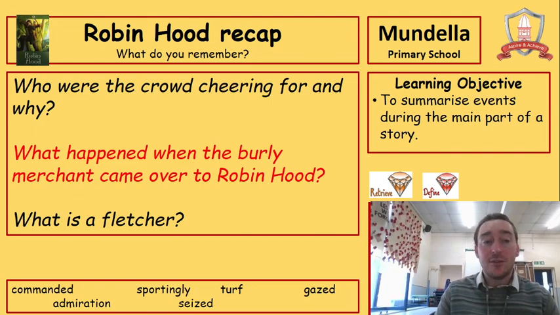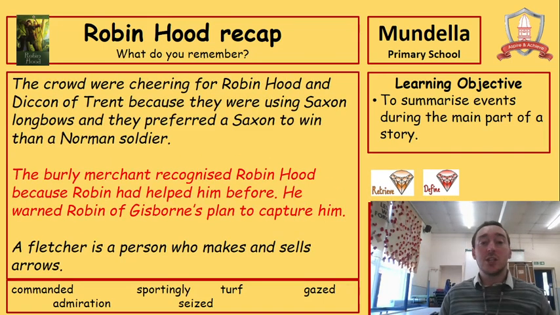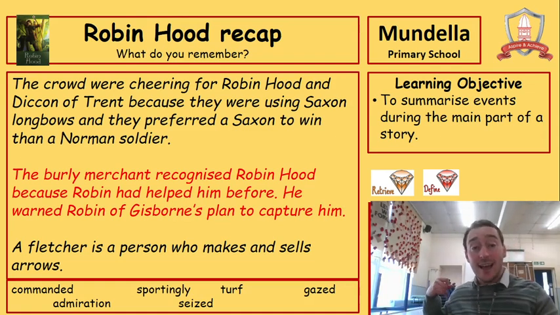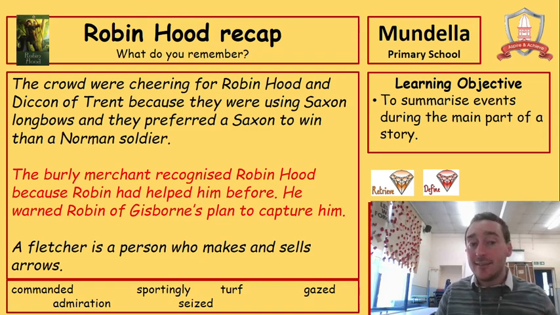We'll have a look at them in 3, 2, 1. So the crowd were cheering for Robin Hood and Dickon of Trent because they were using those Saxon longbows and they preferred a Saxon to win than a Norman soldier. The burly merchant recognised Robin Hood because Robin had helped him before, so he warned Robin of Gisborne's plan to capture him, with 20 mounted men, remember. And finally, a Fletcher is a person who makes and sells arrows. Well done if you got any of those.